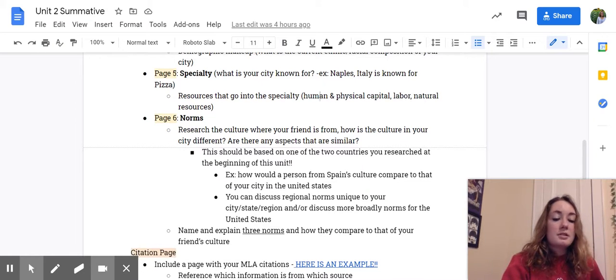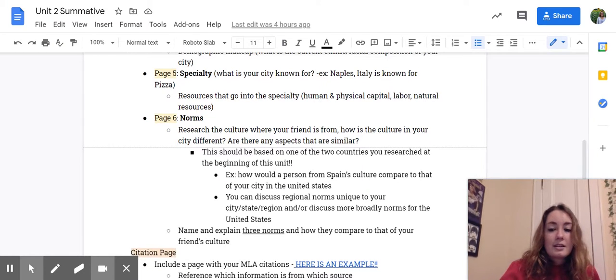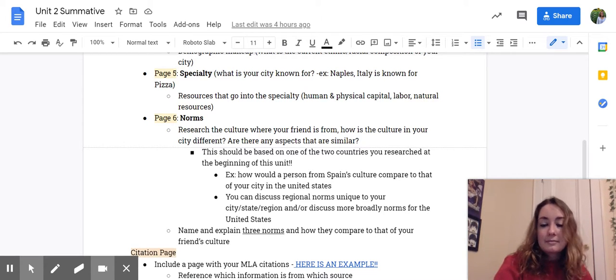So kind of do some research into what your city's known for. Right? Chicago's known for deep dish pizza or Italian beef or whatever. So think about that.